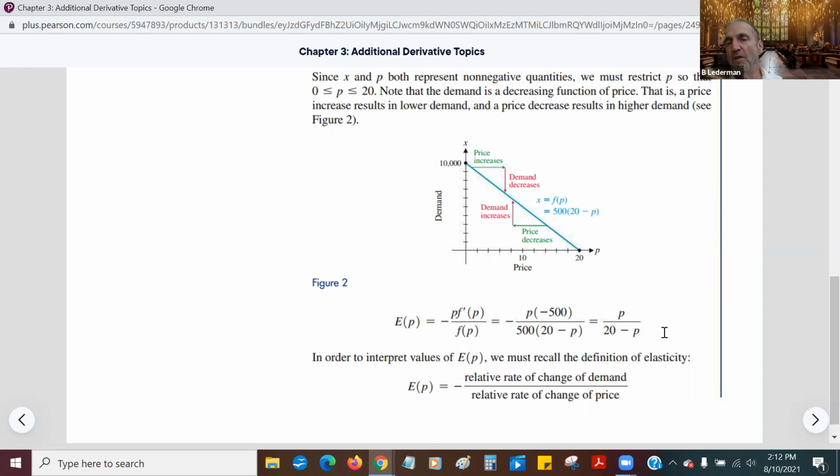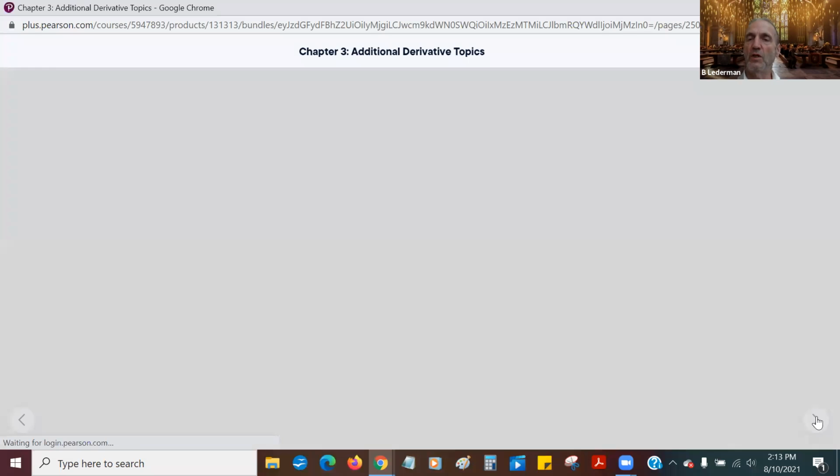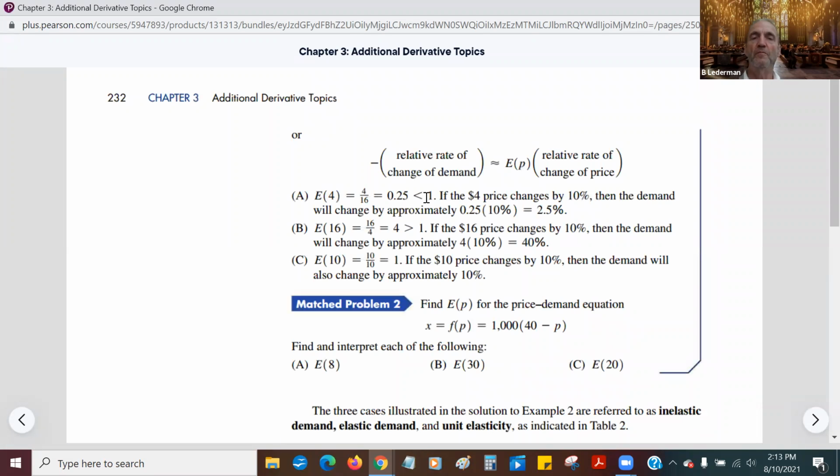And now to get A, B, and C, I just plug in the different values. And in order to interpret this, we have to remember the definition of elasticity: the relative rate of change of demand divided by the relative rate of change of price, and negative that. So it's P over 20 minus P.